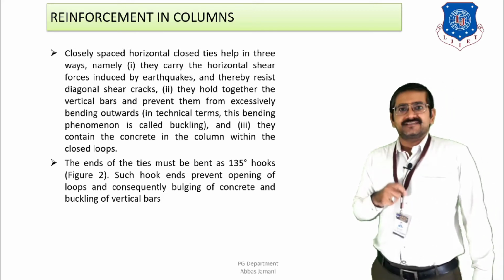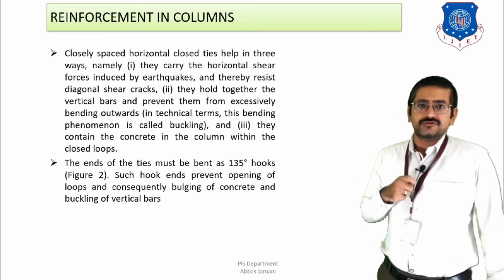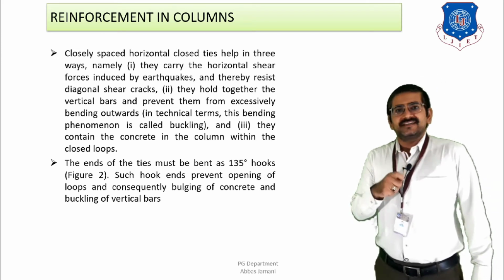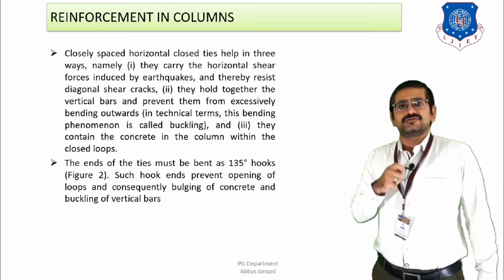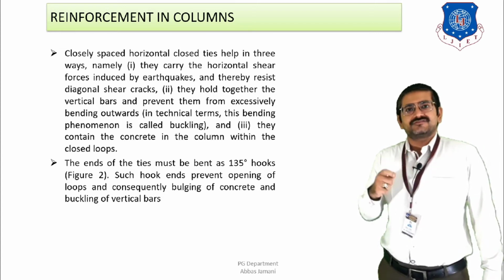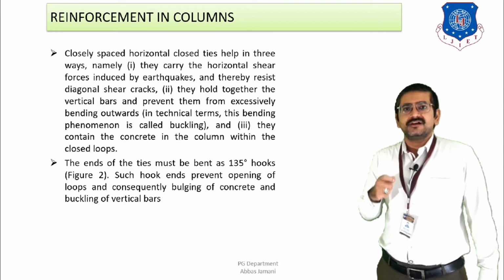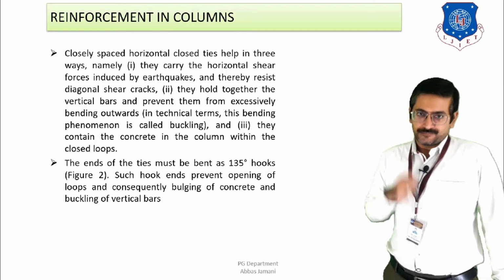The first way is that as a result of the provision of this closed loop, they will be able to increase the shear resistance of the column. That is, the horizontal forces that are going to be introduced due to the ground shaking or the earthquake shaking, and the horizontal shear that will be transferred to the column can be resisted easily if these closed stirrups are provided.